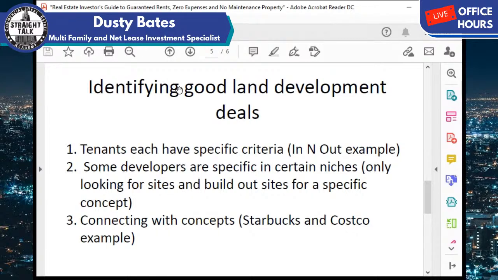Starbucks has regional real estate people you can get in contact with, and they'll tell you what sites are good, what sites are not good, what they're looking for. You can submit sites for approval.